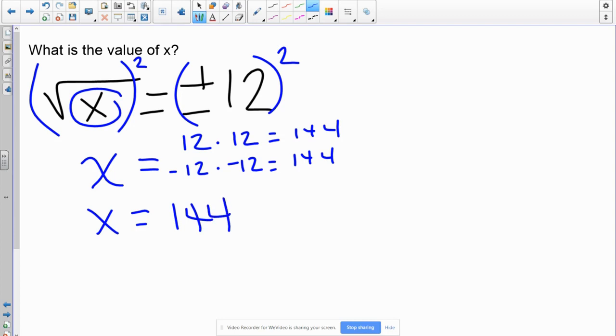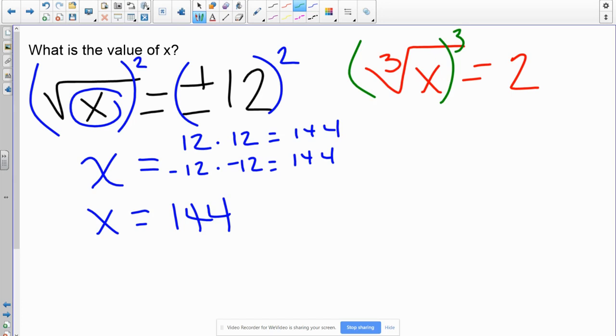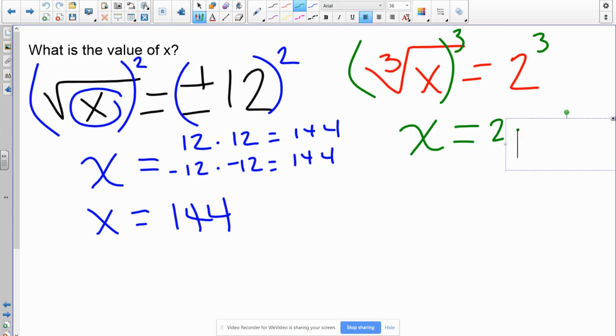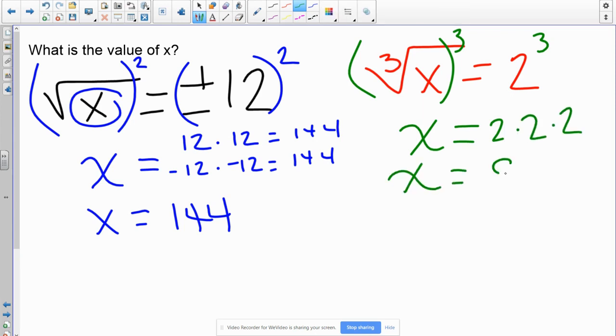Another example, let's do a cube root. So the cube root of x equals 2. To undo this cube root, I'm going to cube, since that's my inverse. So if I cube one side, I must cube the other side. This leaves you with x, since these undo each other, and 2 times 2 times 2 is equivalent to 8. So x is equal to 8.